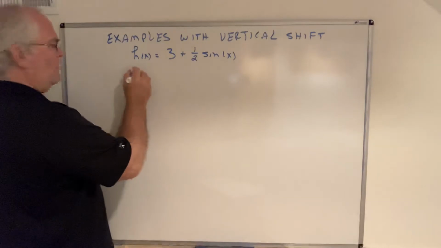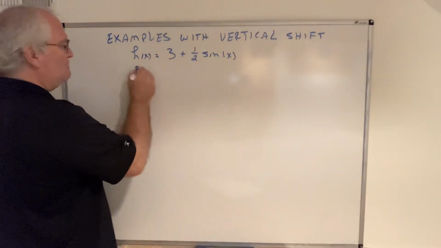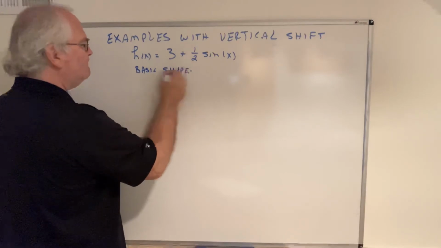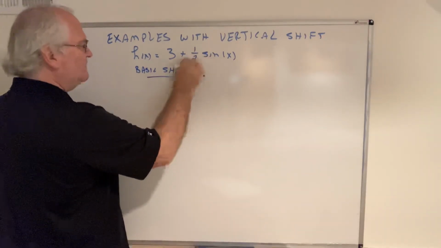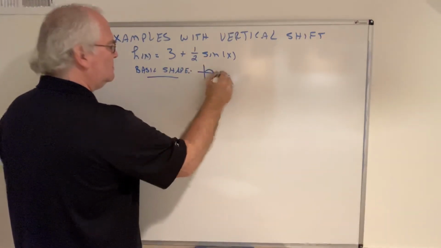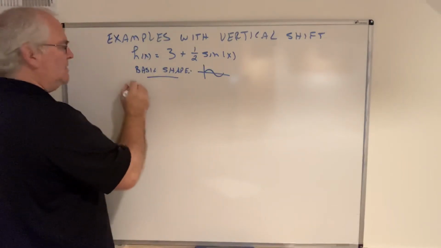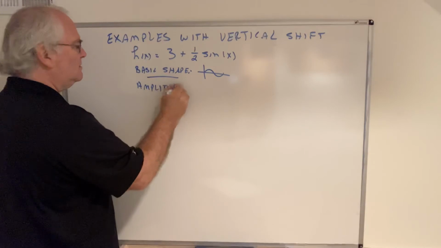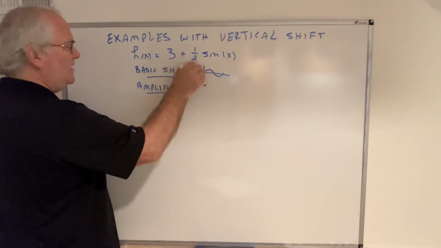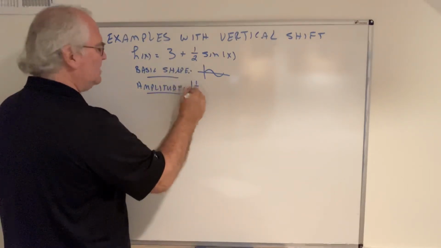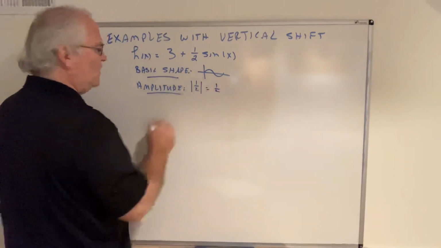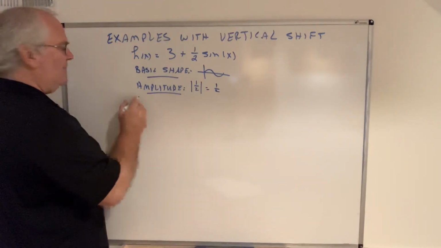All right, so let's see how well I can do this. What's the basic shape? Basic shape is the positive sine curve. What is the amplitude? The amplitude is the absolute value of 1/2. It is not 1/2, it's the absolute value. And then if you wish, you may write 1/2. That's great. And there's the vertical shift.